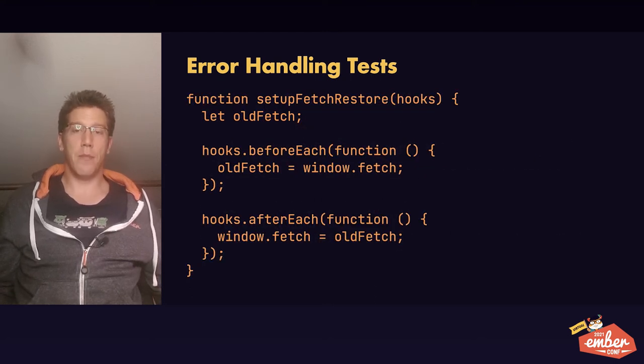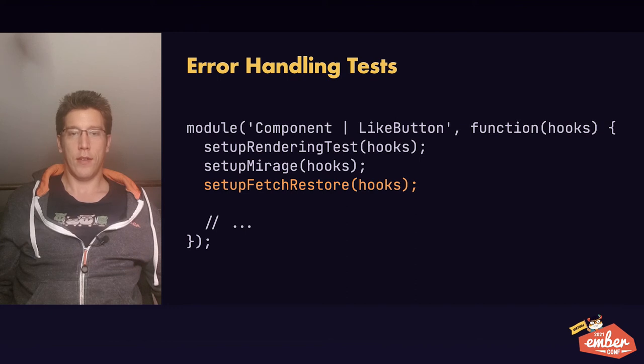We can solve this by implementing a small test helper. Let's call it setupFetchRestore. It saves the regular fetch in a variable before the test, and after the test, it resets it back. In our test module, we can use it similar to how we call the setupMirage function. This should make sure to always reset the fetch function, even if a test happens to fail.